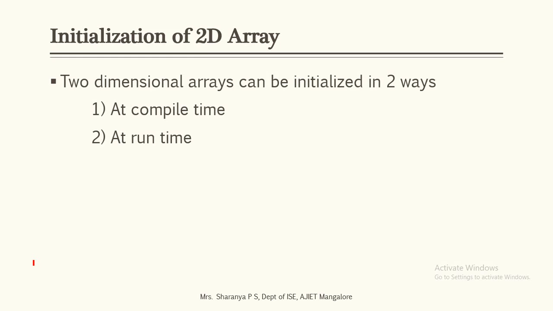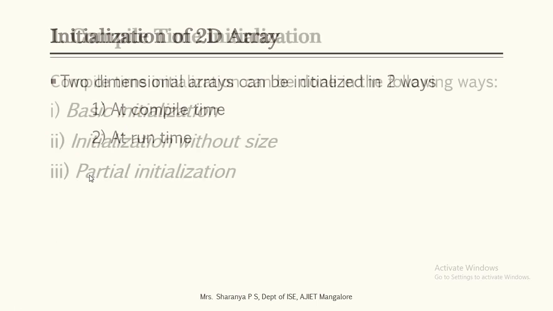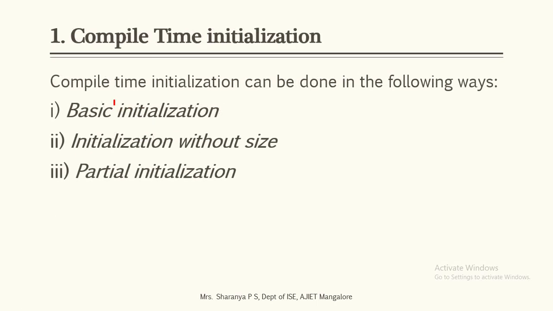Next, we have seen how we can declare the array. Now, if we come to the initialization of a 2D array, it can be done in 2 ways, either during compile time or during runtime. First, let us look into how we can initialize the array during compile time. This can be performed in 3 different ways: basic initialization, initialization without mentioning the size, and partial initialization.